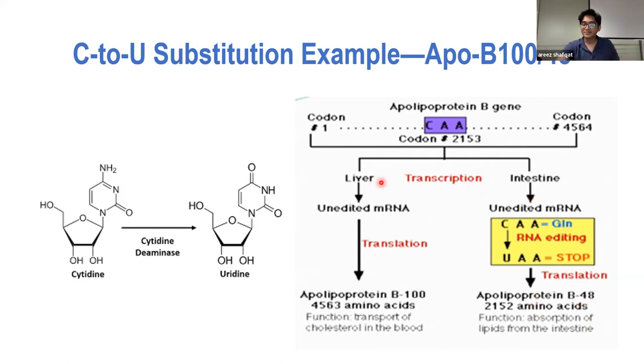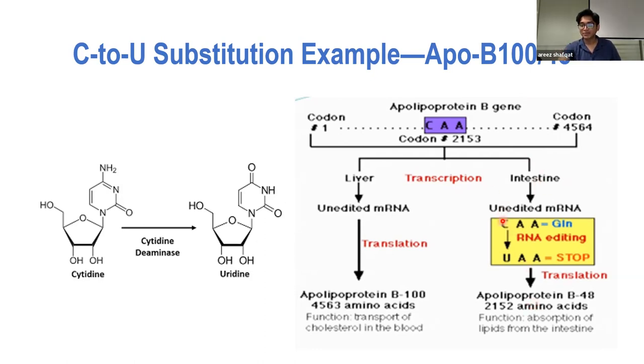Now, in the liver, it is the same mRNA, but you synthesize ApoB100. So this has 4,563 amino acids. This has 2,152 amino acids. It's the same mRNA. So how come, if it's the same mRNA, you're generating a different protein in the intestine compared with the liver? That's the question, right? In the intestine, you're generating one protein. In the liver, you're generating a different protein. The mechanism behind this is RNA editing.